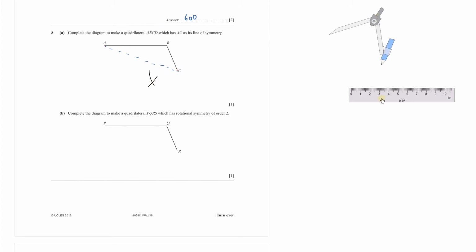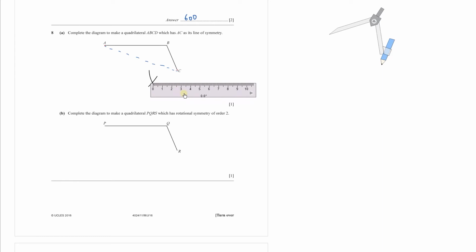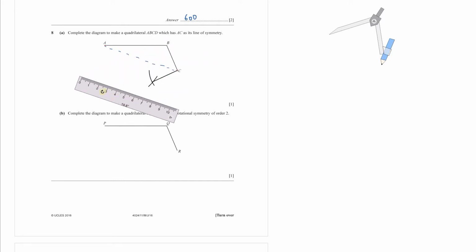So I can use the ruler here. Just quickly, place it. And then draw the line here. And then again using the ruler, I can draw this line as well, AD.